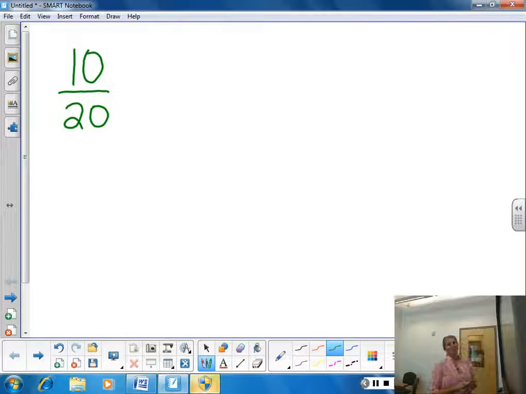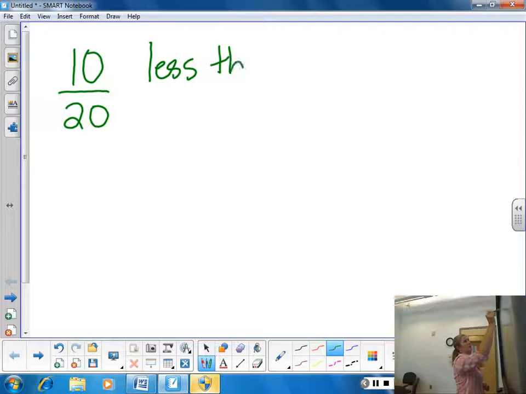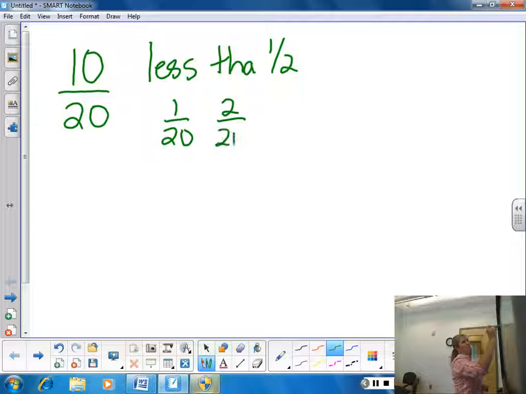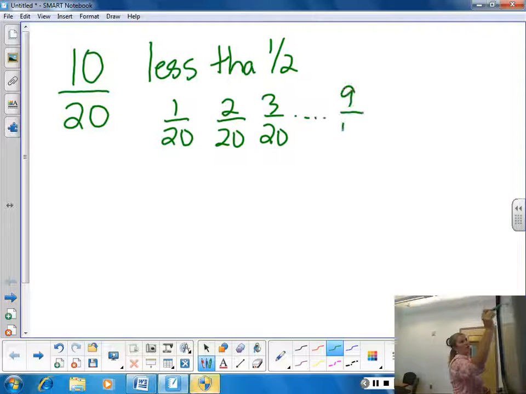So things that are less than 1/2 would be fractions like 1/20, 2/20, 3/20, and all the way up to 9/20. All of those would be less than 1/2 because the number on the top is less than 10. 10 is exactly 1/2. And so 1 through 9, all those would be less than 1/2.